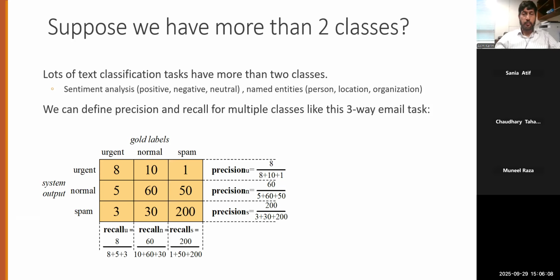सो इसमें यहाँ आपको एक कंफ्यूजन मैट्रिक्स नजर आ रहा होगा. ऑफ कोर्स दिस इज ए पिक्चर. सो यू हैव थ्री क्लासेस. एक अर्जेंट है, एक आई गेस नॉर्मल है, और एक स्पैम है. ठीक है. सो इट्स ए क्लासिफिकेशन, ईमेल क्लासिफिकेशन प्रॉब्लम. थ्री क्लास प्रॉब्लम को कुछ नंबर्स दिए हुए हैं.